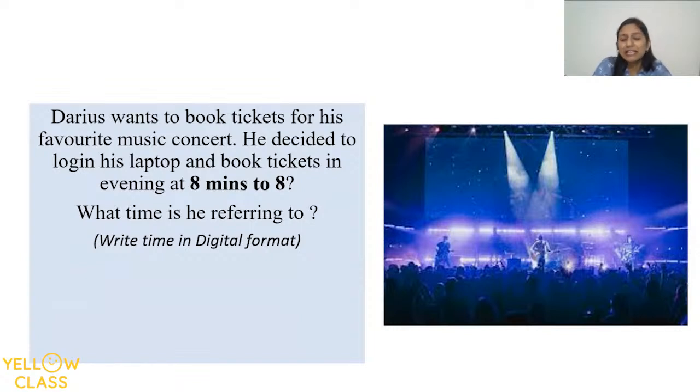Yes, so try to do it yourself. I'll give you some time. So first of all, try to read all the words. It says 8 minutes to 8. Okay, to 8. What does it mean? That there are still 8 minutes remaining for 8 o'clock to happen. So 8 o'clock has not happened, just 8 minutes before that. So what will be the time?